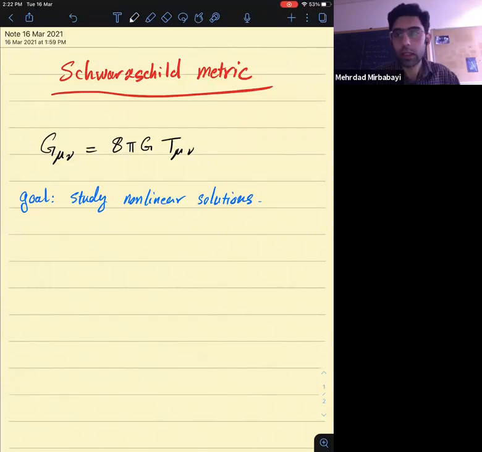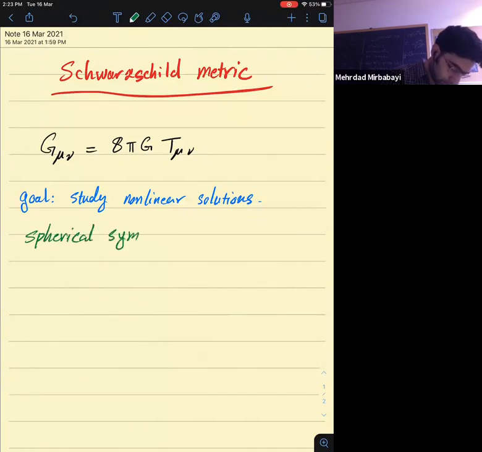Now, this is a nonlinear system, and usually it's hard to find analytic solutions for a nonlinear system of equations. So in order to find analytic solutions, we usually make some simplifying assumptions. Here we want to consider solutions with a spherical symmetry. This is one assumption that we are making. Furthermore, we study vacuum solutions of this equation, which means that T_μν is equal to 0.